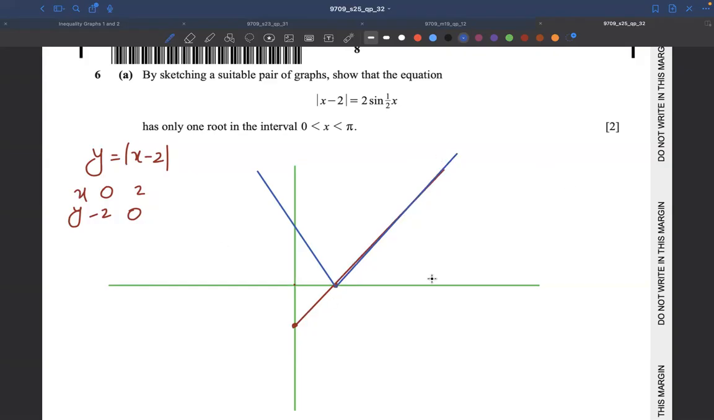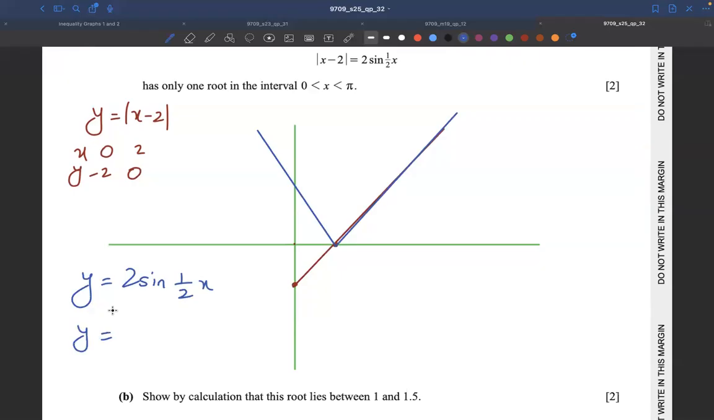And now sketching the graph of y equals 2 sine half x from 0 to pi, basically 0 to 180 to understand it better. So first taking the x value as 0, when x is equal to 0, y would be equal to 0. Then we can take x equals to, let's say, pi. So if I take the value of x as pi, what I will get is y equals 2 sine of pi by 2. Sine 90 is 1, so y would be equal to 2.